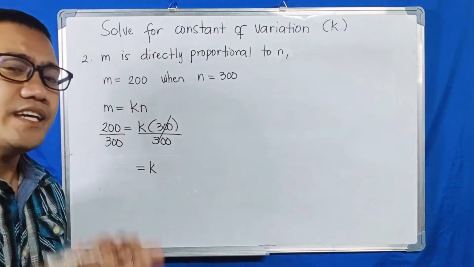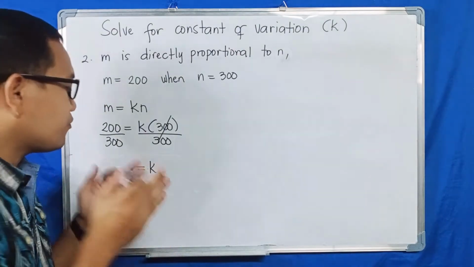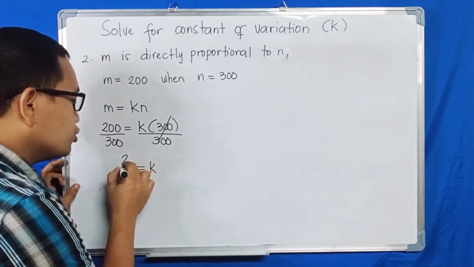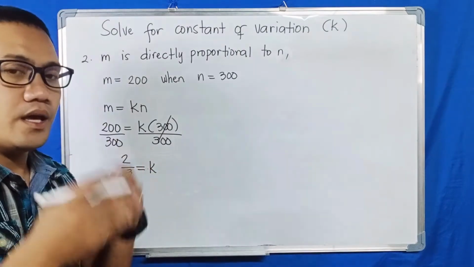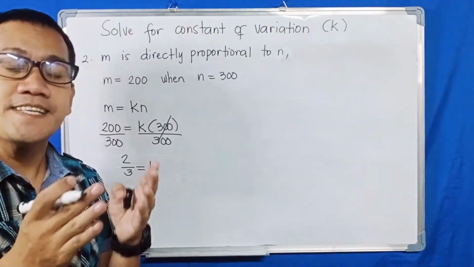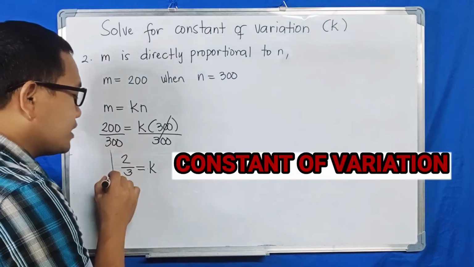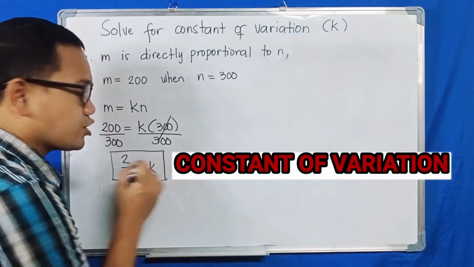And simplifying 200 over 300 can be written in terms of fraction as 2/3. And of course, we can write this one in terms of decimal, which is 0.67. So this is now our constant of variation.